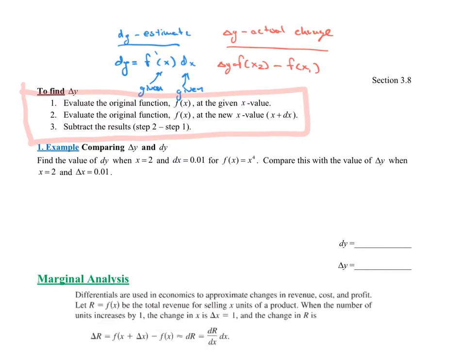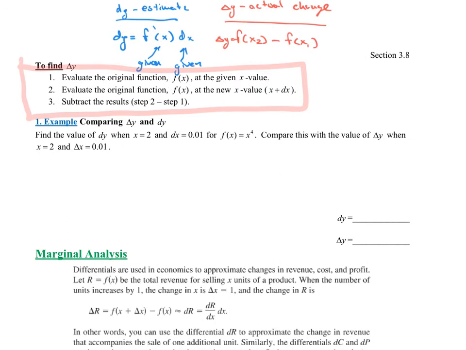So let's look at an example here. It says comparing delta y, the actual change, and dy, the estimated change. It says find the value of dy, the estimated change, when x equals 2 and dx equals 0.01. Notice we've used a very small value for the change in x, so hopefully our estimated change is close to our actual change. We have the function f of x equals x to the fourth. It says compare this with the actual delta y, change in y, when x equals 2 and delta x equals 0.01.